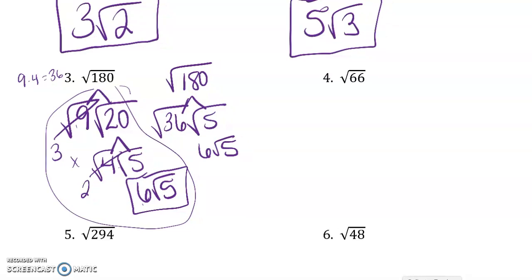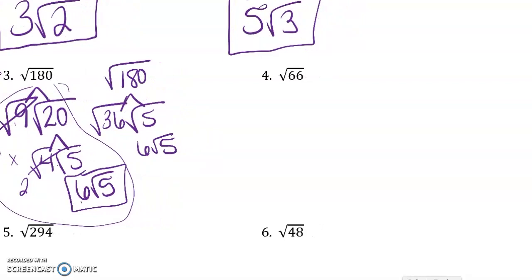All right, number 4 is a little bit tricky. There are no perfect squares that go into 66. The only 2 things that go into 66 are 6 and 11. So if you can't find anything that goes in, then you just rewrite it. That's it. That happens every once in a while.